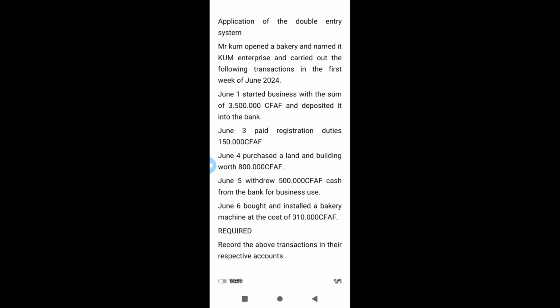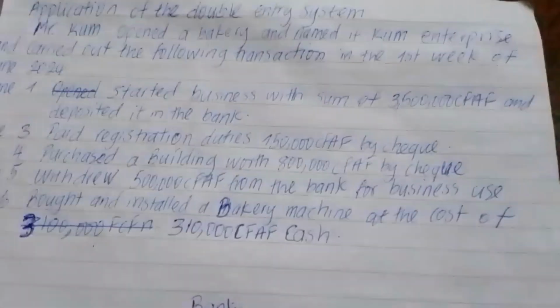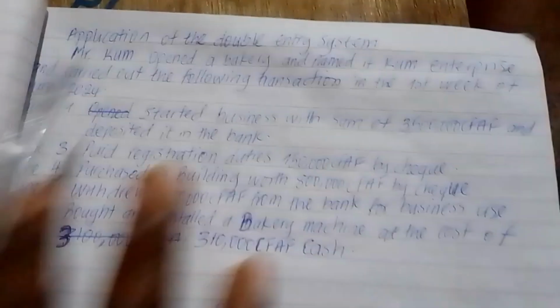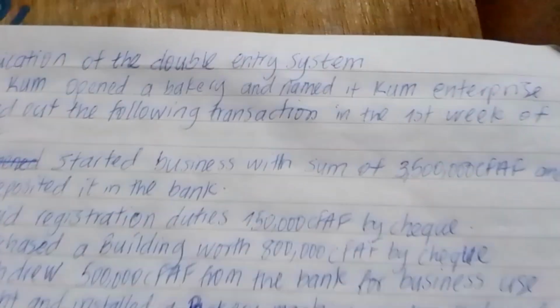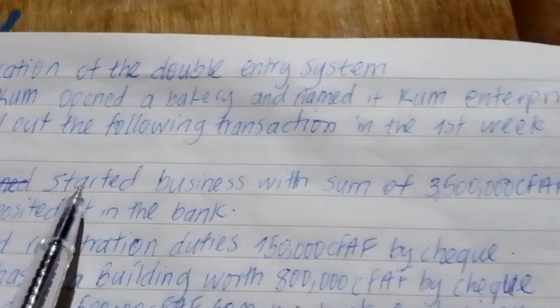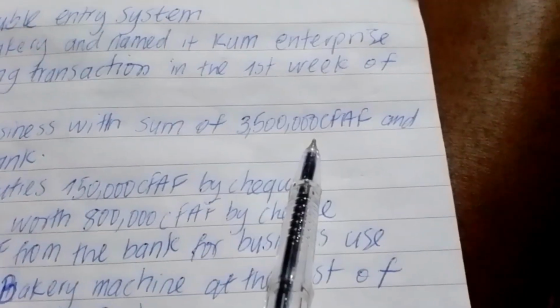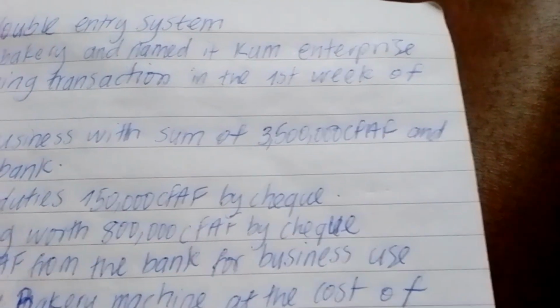Now, this is an application exercise of Mr. Kum, who just started a business and deposited the sum of 3,500,000 francs into the bank. And this is how it shall be analyzed. This is how the exercise looks in the book. The first one is: started business with the sum of 3,500,000 and deposited it in the bank.